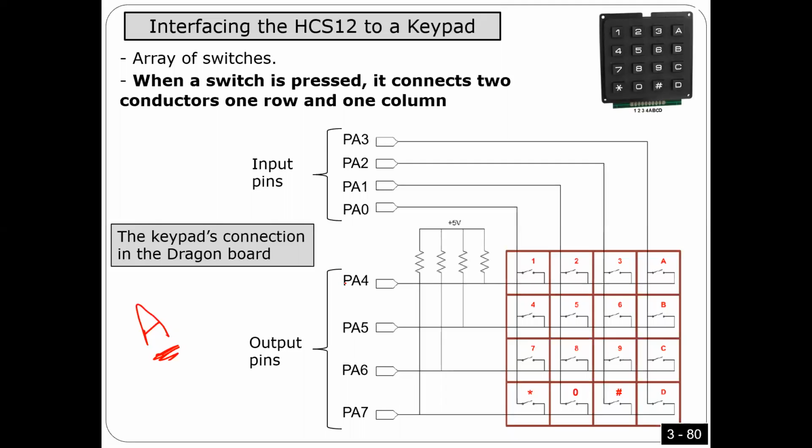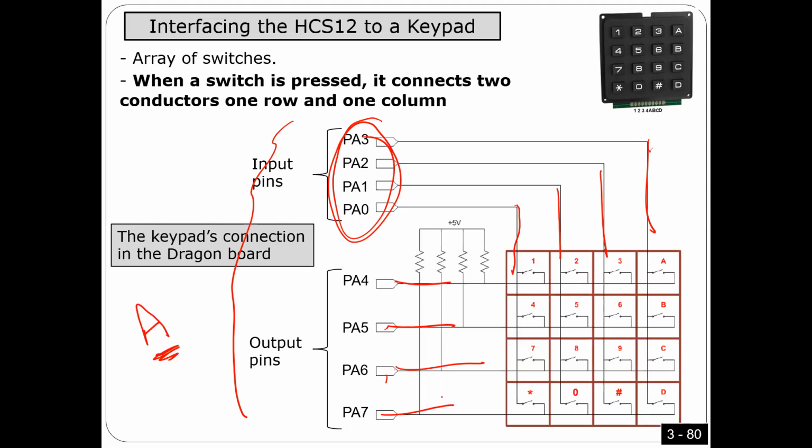We have here port A, as you see here. These 4 are connected in the column, and these 4 are connected for rows, row and column, okay? I'm going to explain the main idea, but I want to tell you something very important now.